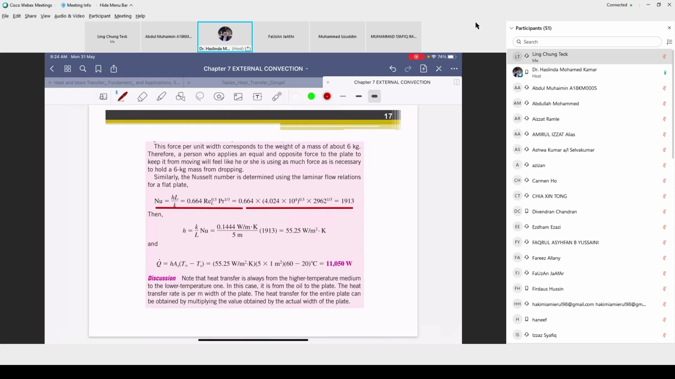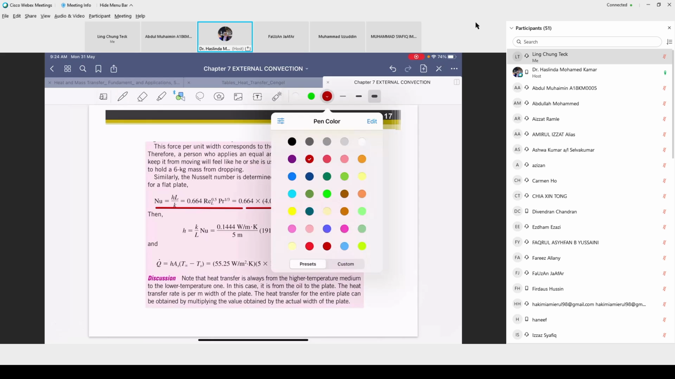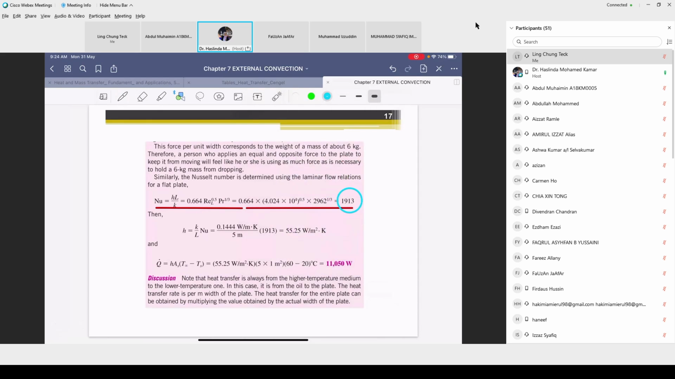So after that you find out that, oh okay, the Nusselt number is 1913. So after knowing that, you can calculate your h. Senang kan? Senang ke susah? Boleh tahan. Apa, bertahan senang ke bertahan susah? Yang mana satu? Antara dua tu lah.